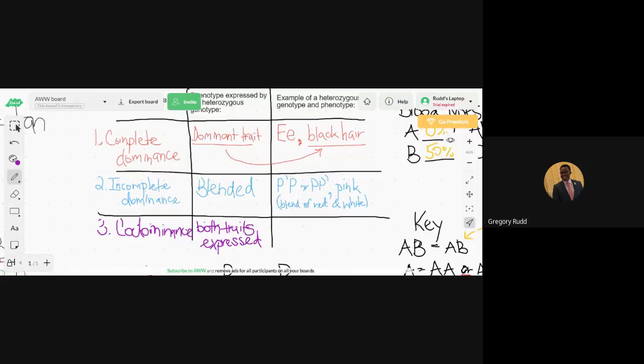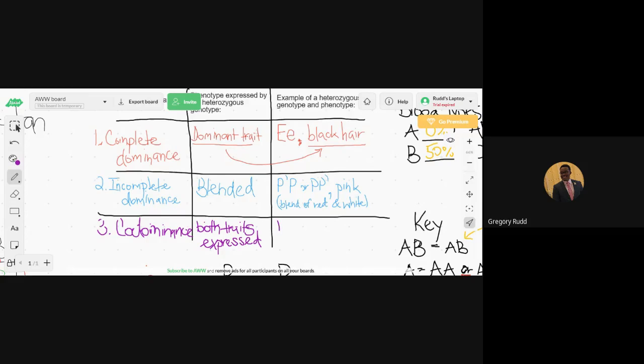And the other important difference that we need to talk about involves how we write the genotype when we're talking about codominance. So with complete dominance, we used a capital letter and a lowercase letter. With incomplete dominance, we used 2 capital letters, but we also used an apostrophe. We called that prime. That's what we talked about yesterday. Today, we're talking about codominance, which uses 2 different capital letters.